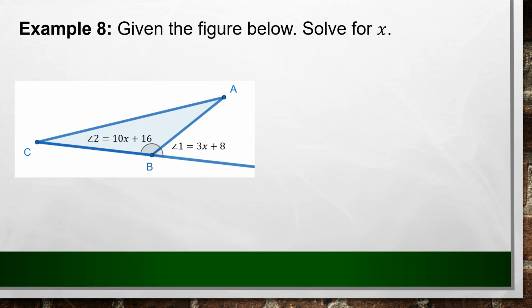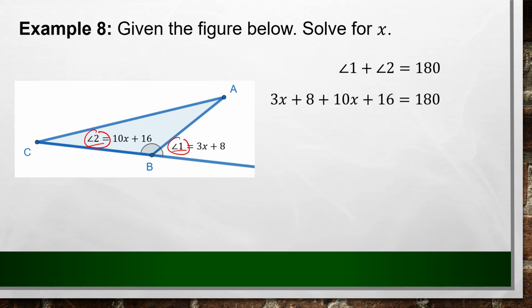Alright, so we have angle 2 here is the interior and angle 1 is the exterior. So there's one thing that we can use in order for us to solve for the value of x, and that is if we add angle 2 and angle 1, that equals 180 degrees, right? But angle 1 is 3x plus 8 and angle 2 is 10x plus 16. So this is angle 1, this is angle 2.